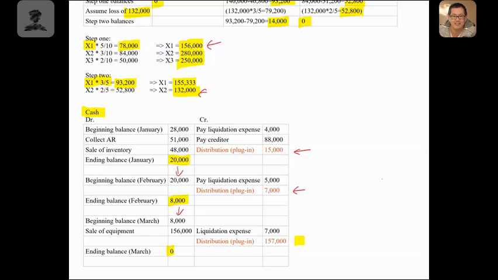And that's another plug number, and the total amount they have available for distribution is 157,000. Okay, I'm going to use the next video to show how those distributions can be allocated among the three partners.